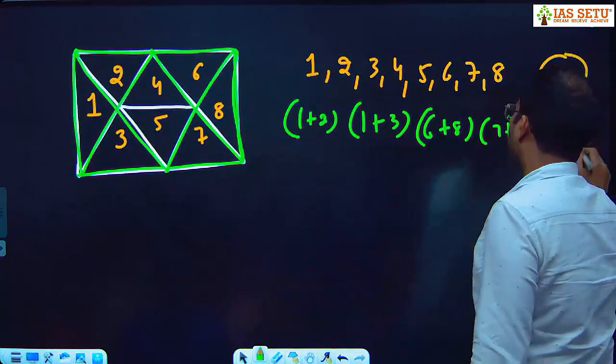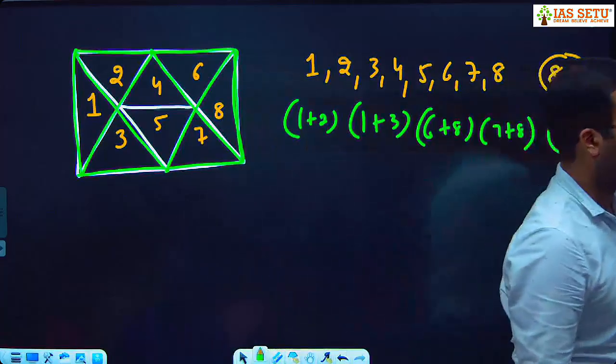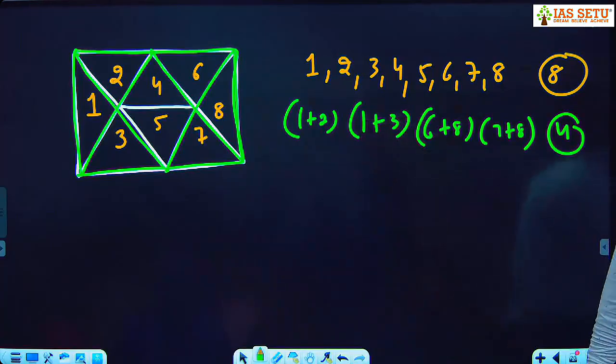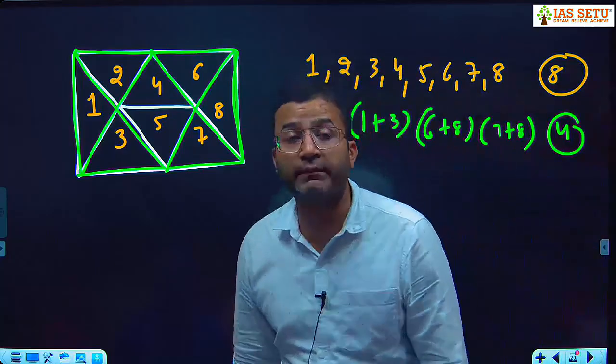So these are 4 triangles when we join 2 numbers at a time. Cross check, take 5 more seconds, whether by joining any 2 numbers another triangle is being formed. When you join only 2 numbers at a time, 1 plus 2, 1 plus 3, 7 plus 8, 6 plus 8. Tell me, 3 numbers at a time.